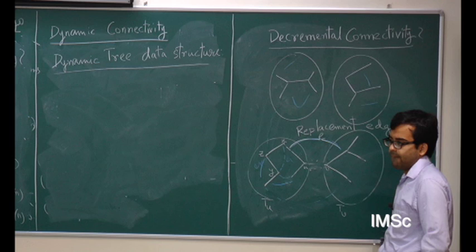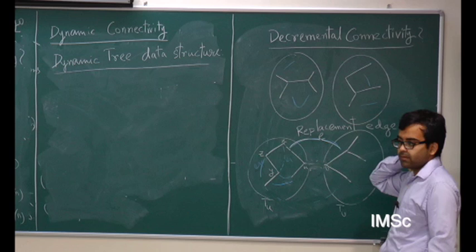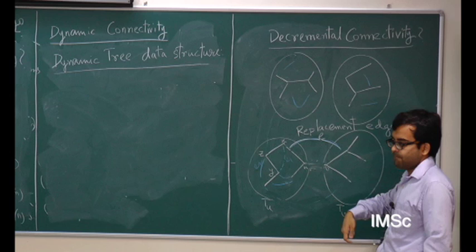Right? See the point? How are you assuming that only this edge E will be deleted in the next step? Maybe some edge here gets deleted. And then these E1, E2 you have to probe again.